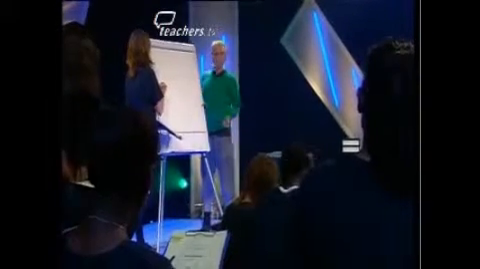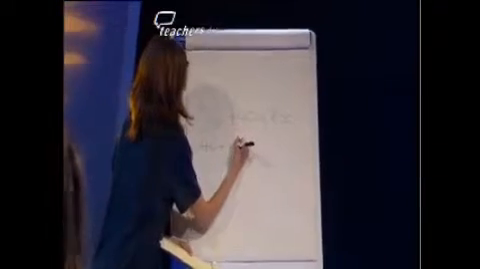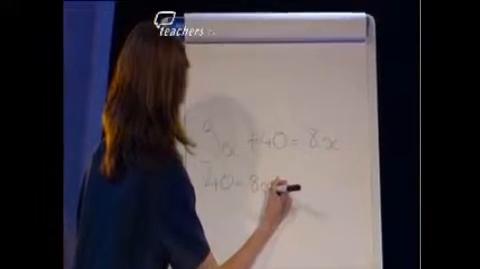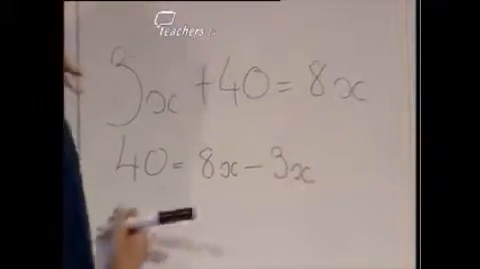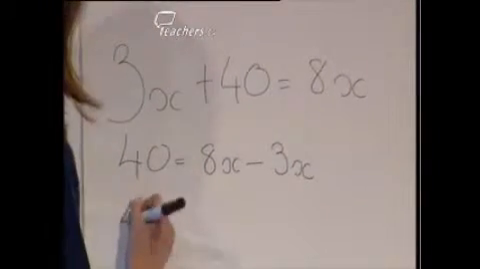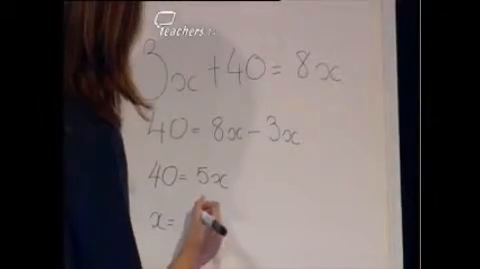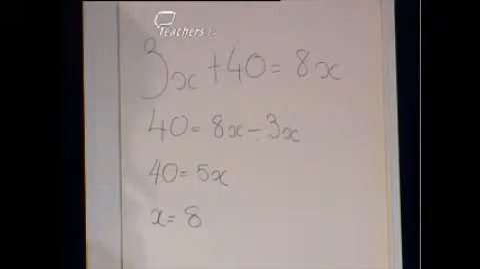Good, brilliant. So take away 3x on the left-hand side, what's left? 40. Equals 8x minus 3x. So 40, keep going. 40 equals 5x. Good. So x equals 8. We have a solution to this equation.